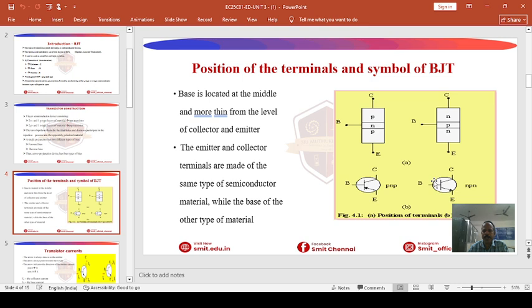The base is located in the middle. Actually, the emitter region will be somewhat bigger. The base will be minor or less in nature, whereas the collector region is a vast region. So the area occupied by the BJT differs in this way. The base is the smallest region, whereas the emitter is more or less a large region, whereas the collector is the largest region, we can say. So based on the area of demarcation, we can classify the BJT also.